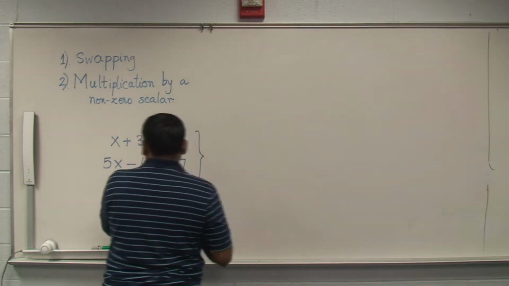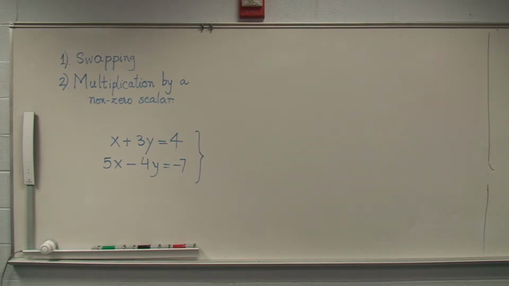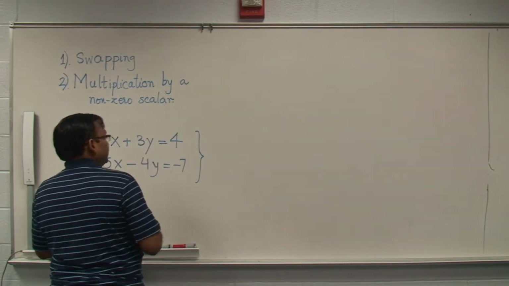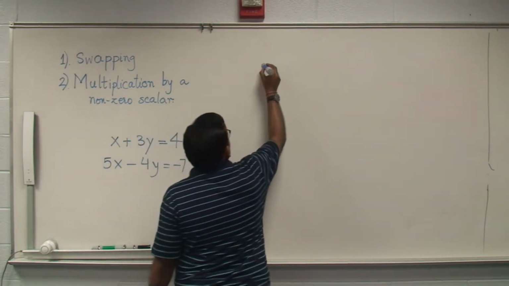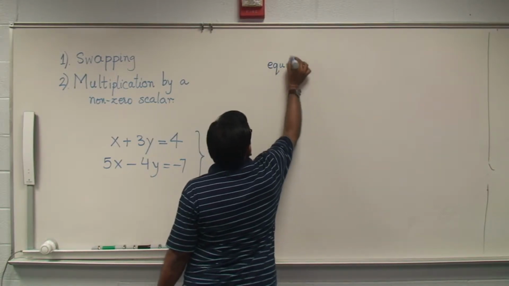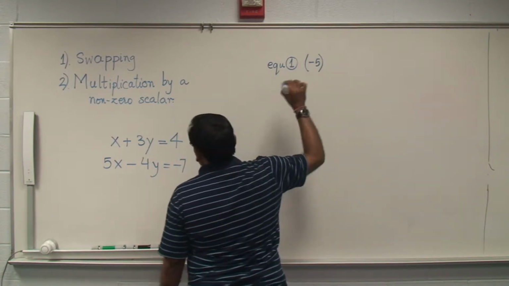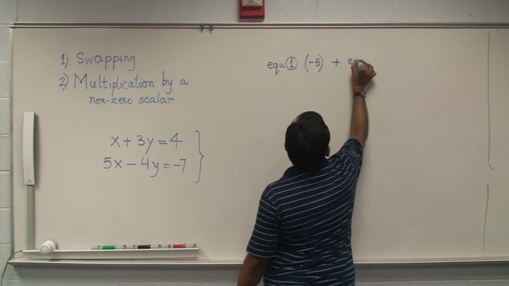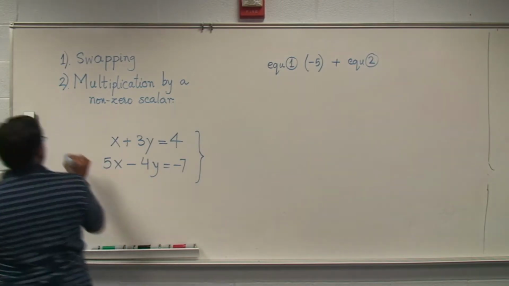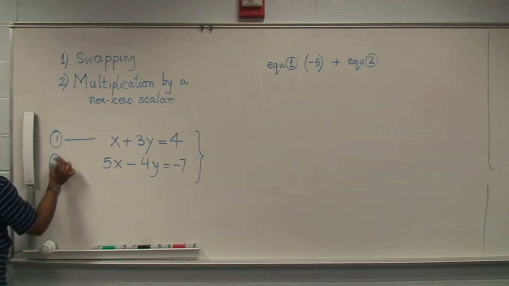So here is something which I propose. Let's see if we can do this and try to argue whether it will preserve the solution set or will it change the solution set. What if I did the following? I took equation 1, multiplied it by minus 5 and added it to equation 2. So this is my equation 1. This is my equation 2.